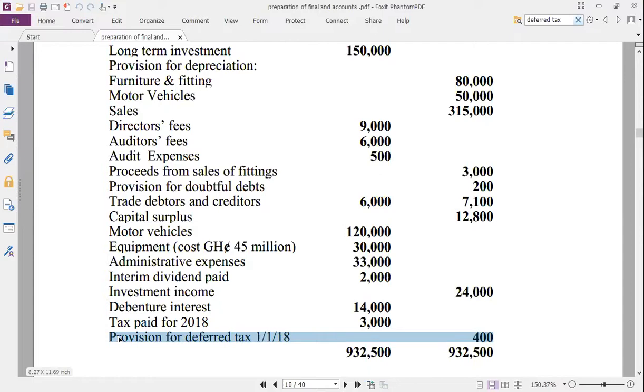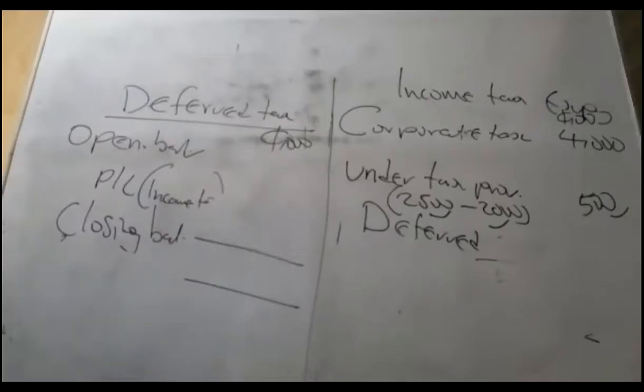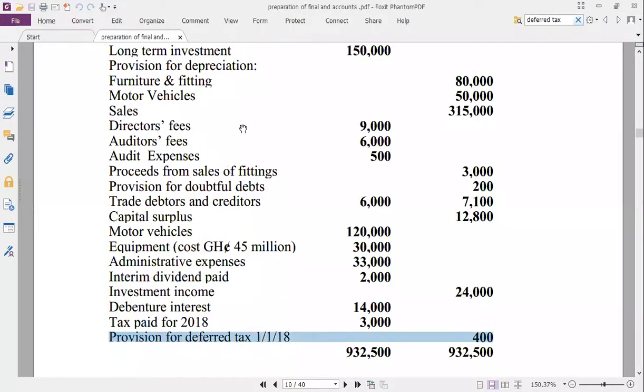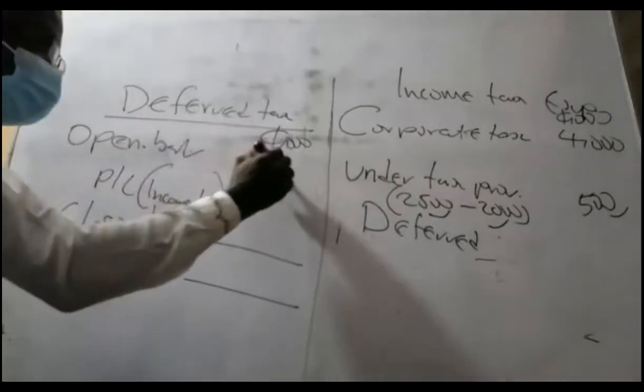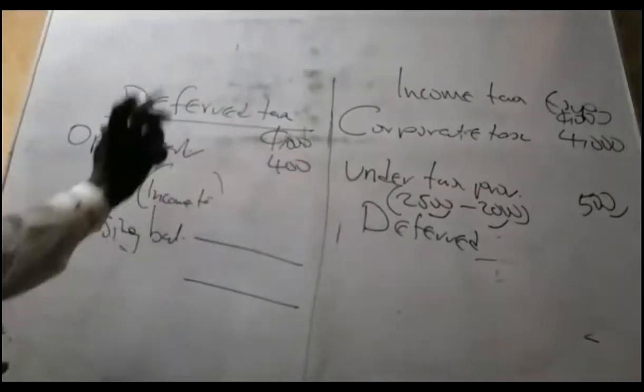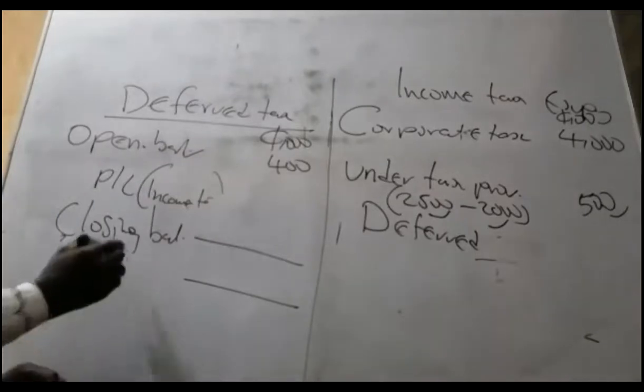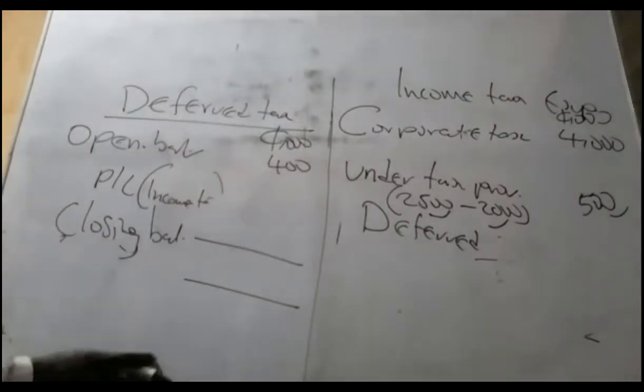Yes, before that one you see tax paid for 2018. Tax paid. So there are so many types of taxes. Good. So the figure is, I didn't even record the figure. The figure is what? 400. So that means the open balance is what? 400. Open balance 400. Closing balance you have to get by yourself, by opening the bracket nicely.